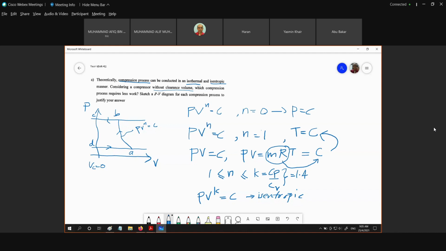Tahu tak tahu ni? Wah, ni dah ilmu yang belajar dalam termodinamik dah hilang. Anyone? Boleh jawab soalan saya ni? This is basic. This is mathematics sebenarnya. Okay, this is mathematics.